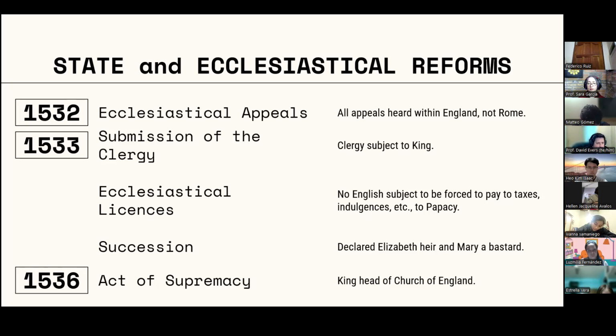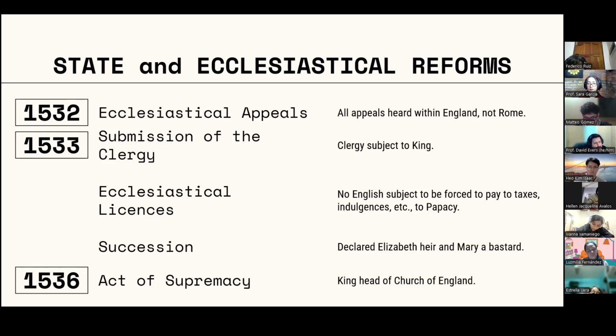after the issues with his divorce, there are some reforms that Henry instituted. First of all, all appeals, all issues, all cases regarding church law or church doctrine or any ecclesiastical issues needed to be heard in England. So not in Rome. It is not the Pope that is going to make any decisions regarding the church. The decisions need to be made in England.